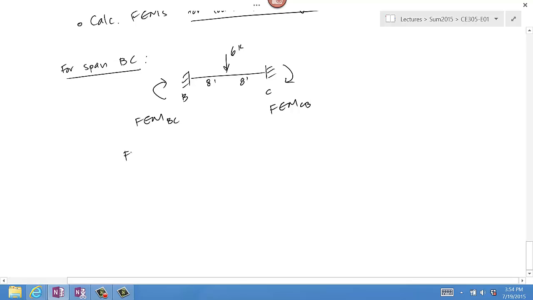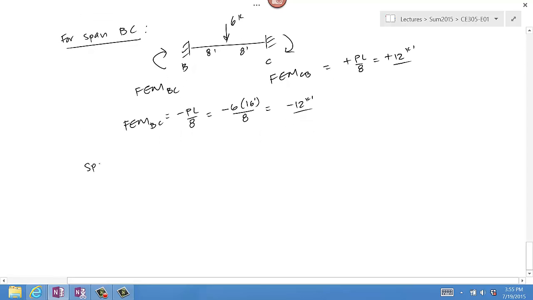So FEM BC is minus PL over 8 because it's counterclockwise in our handout. So that's minus 6 times the length, 16, over 8, and this gives us minus 12 kip feet. Similarly, this is positive PL over 8 because that is clockwise, and that gives us positive 12 kip feet. So we'll need those numbers later.